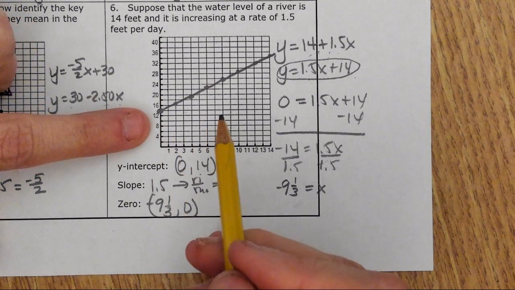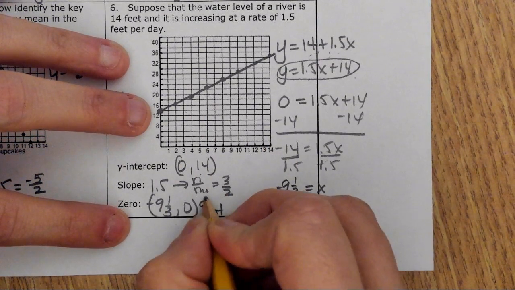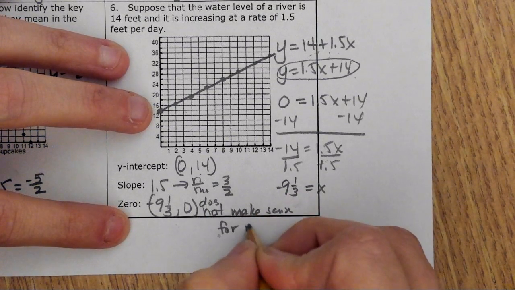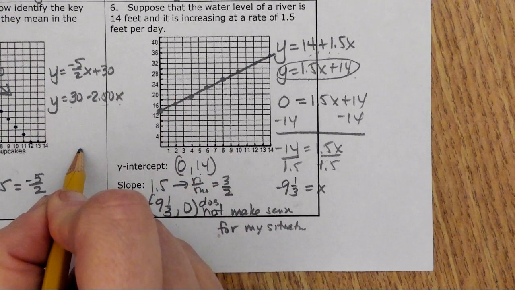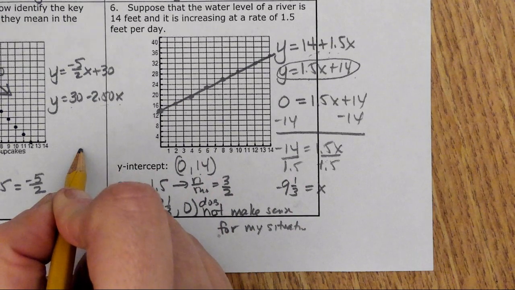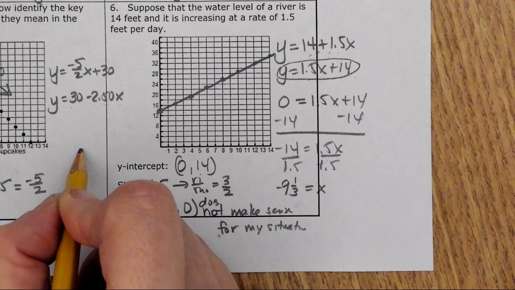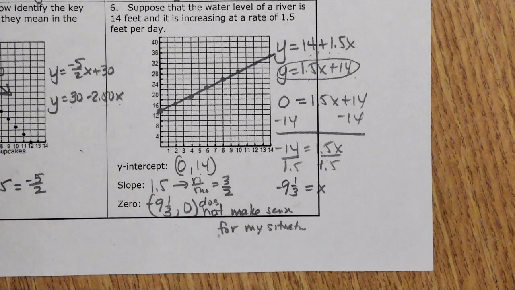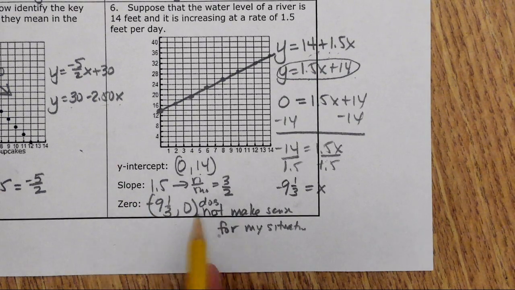So my zero is (negative 9 1/3, 0). We've talked about how the real world happens in quadrant 1 all the time. This zero does not make sense for my situation, because it's happening all the way over here in quadrant 2. That would mean I would have to go back in time several days. I'd have to go back in time 9.3 days before there was no water in the river, and that just doesn't make sense. That would also suggest that I could go even further back and that there would be negative water. What does that even look like? So in some cases there is a zero, but it doesn't match the situation.